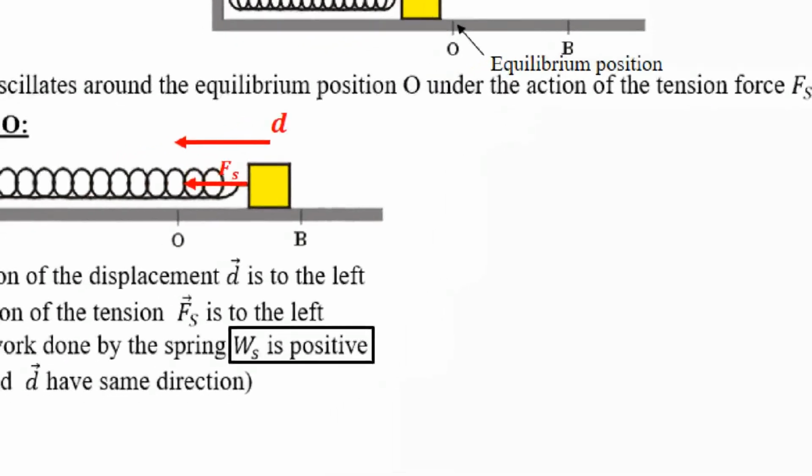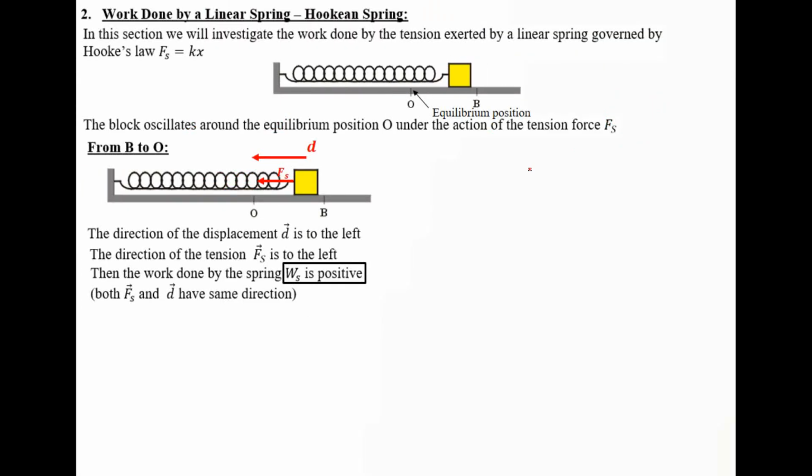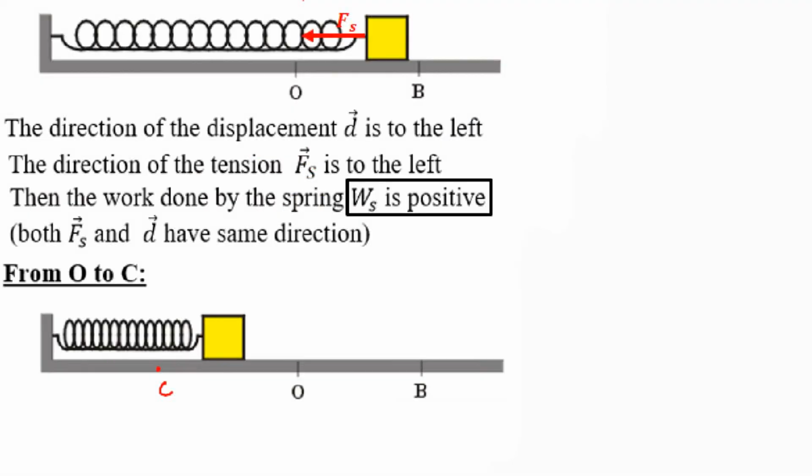Why? Because if we refer to the dot product, for example, the work is F dot D. So the work done by the force is positive whenever the force and the displacement are pointing in the same direction. It is negative while they're pointing in opposite directions. So going from B to O in the first quarter, this means that the work done by the spring is positive.